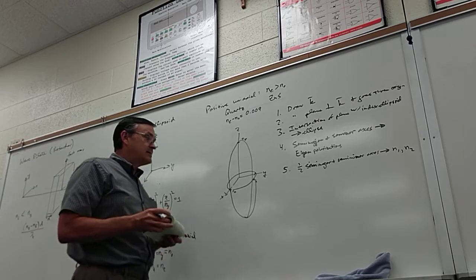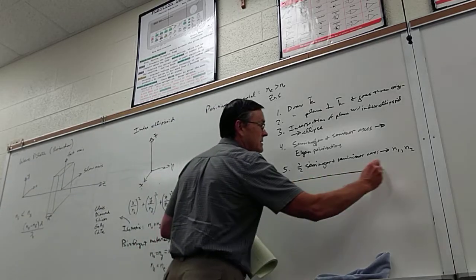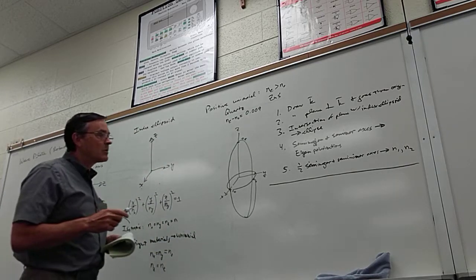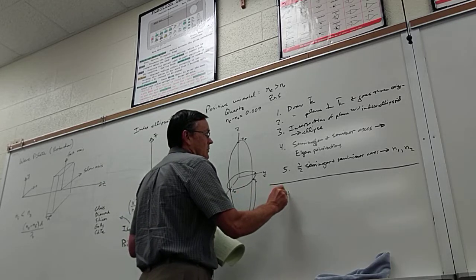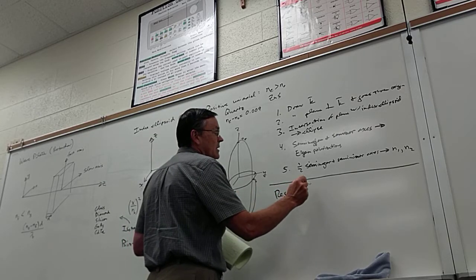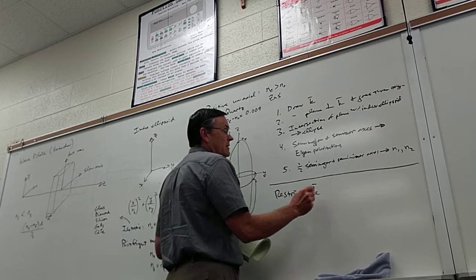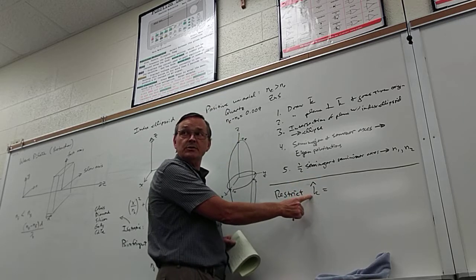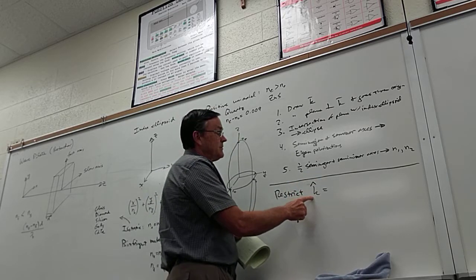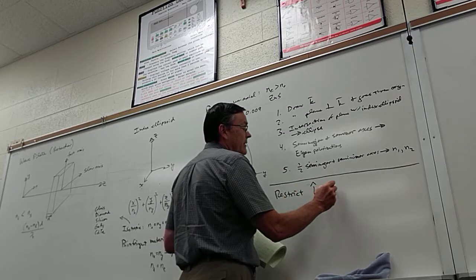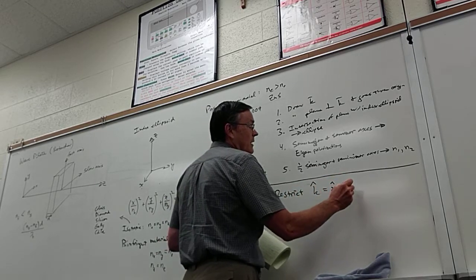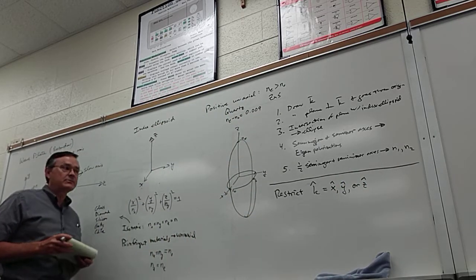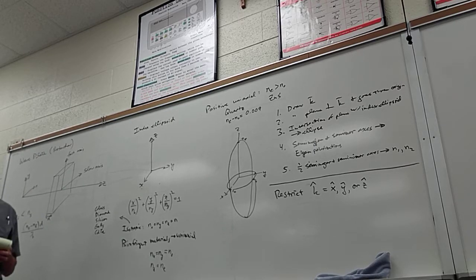So that's generally how you use an index ellipsoid, but we're not going to worry too much about that because we're going to do the following. We're going to restrict the direction of propagation, and let's put a caret on this, so this is just a unit vector in the direction of propagation. We're going to say that it's going to be either in the x direction, the y direction, or the z direction. And with that restriction, life suddenly becomes extremely simple.